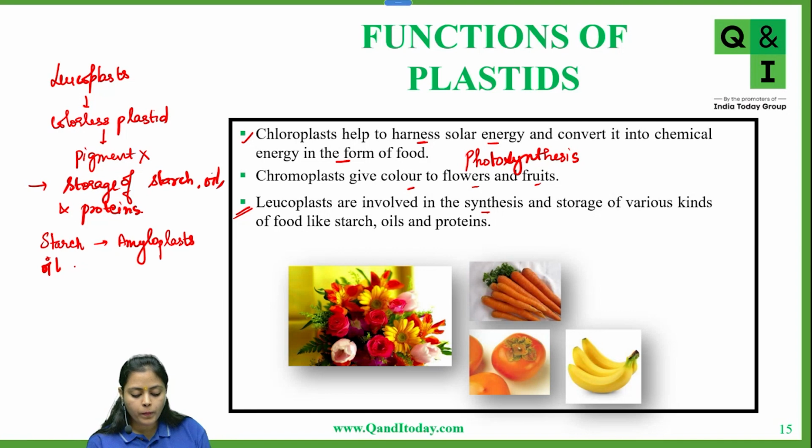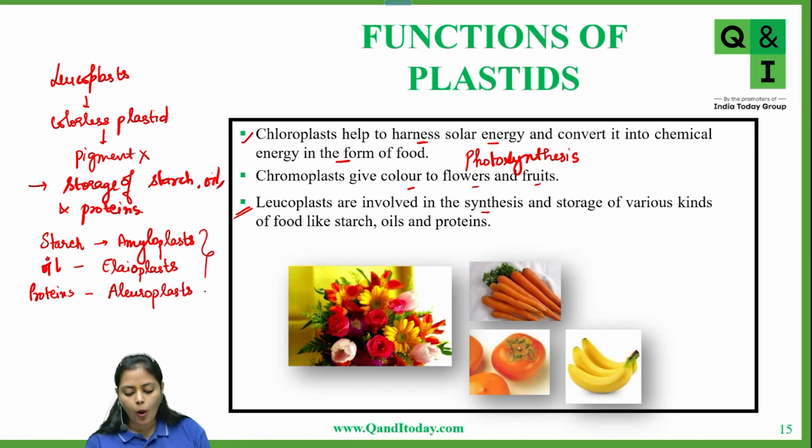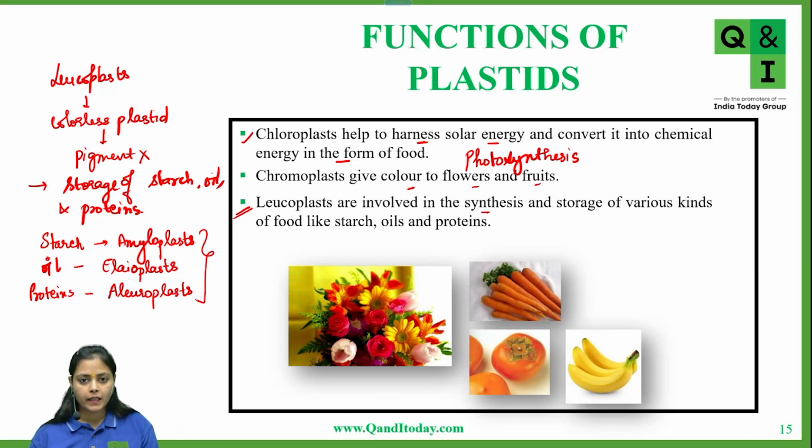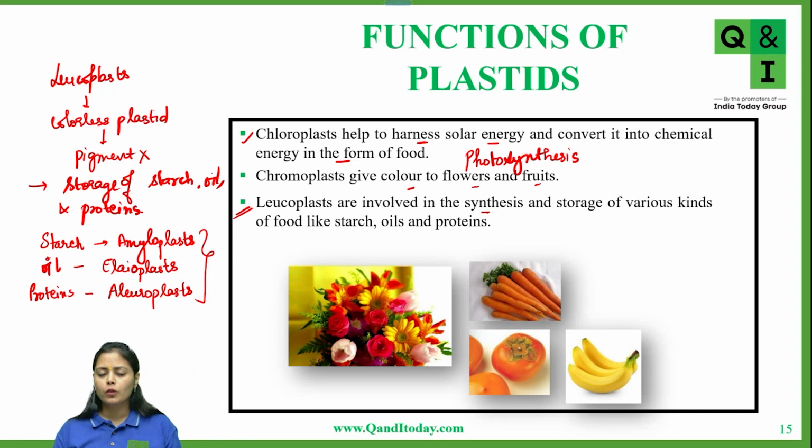The leucoplasts which store oil in them are called elaioplasts. And the leucoplasts which store proteins in them are called aleuroplasts. This is just a competition edge. It is not required according to your NCERT text, but if you want to learn something extra, then you can remember this. Clear? Understood?